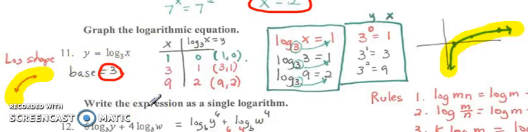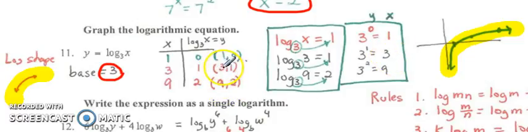I am going to pick easy values for x. So 3 to the first power, that's the way I'm going to do it. So 3 to the 0 power is 1. So when my y value is 0, I get 1. So 3 to the first power is 3.